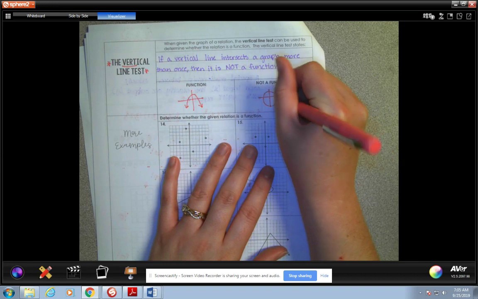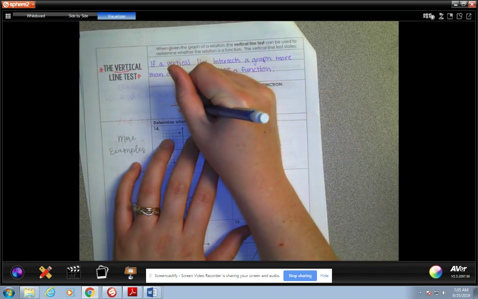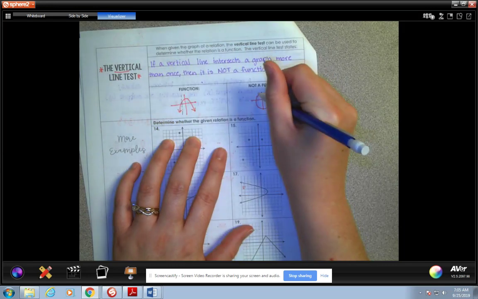Let me draw a vertical line on these. So this vertical line here is only hitting at one point. But right here on the circle, look, I draw a vertical line and it hits here and here. Uh-oh, that means it's not a function. So let's do the vertical line test on these examples.